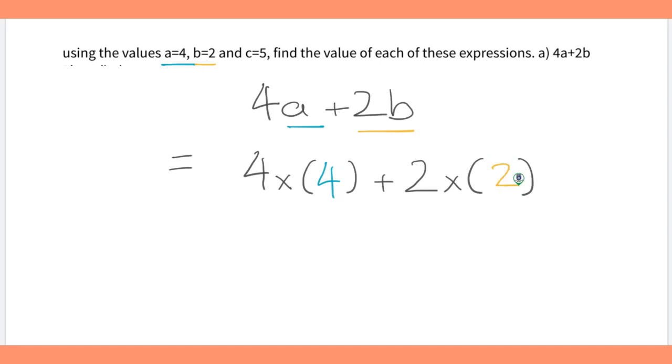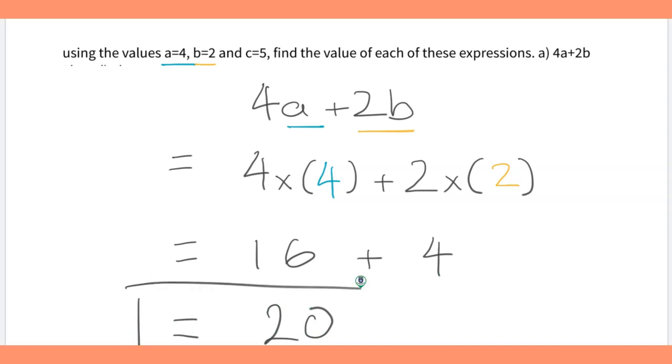Now you want to do the working out in the next line. Put a new equal sign. 4 times 4, 16. 2 times 2 is then 4. Now you want to add them together. 16 plus 4, 20. You may wish to box the answer.